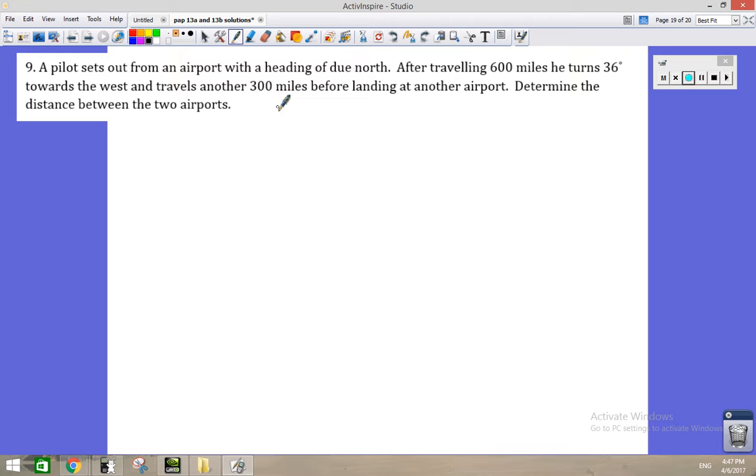So first, let's recognize that on a compass, north and south are in opposite directions, and if north is up, then west is to the left, and east is here to the right. So I have this initial airport, and if you're traveling due north, you're just traveling, in this case, straight up if I go by this compass setting. If you go 600 miles, then you're going to turn 36 degrees towards the west.